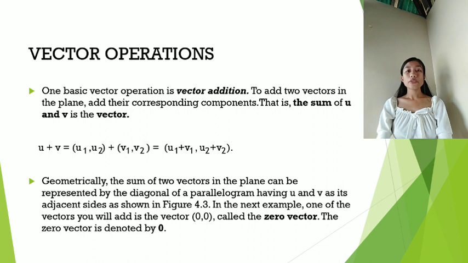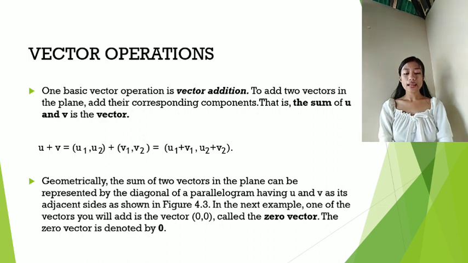Geometrically, the sum of two vectors in the plane can be represented by the diagonal of a parallelogram having u and v as its adjacent side as shown in figure 4.3. In the next example, one of the vectors you will add is the vector 0 and 0, called the zero vector. The zero vector is denoted by 0.